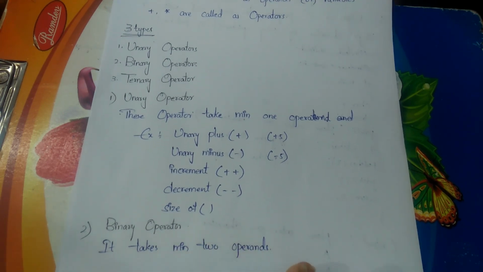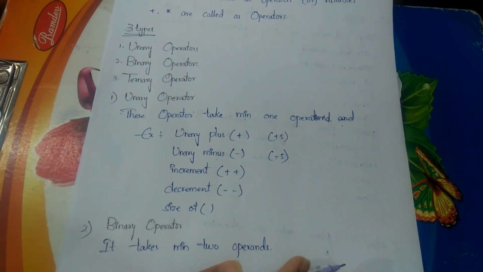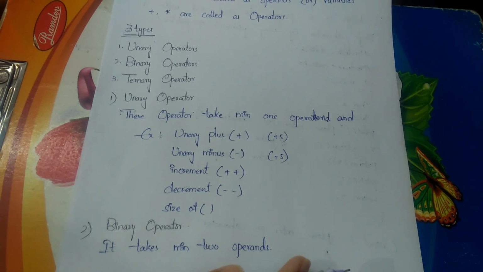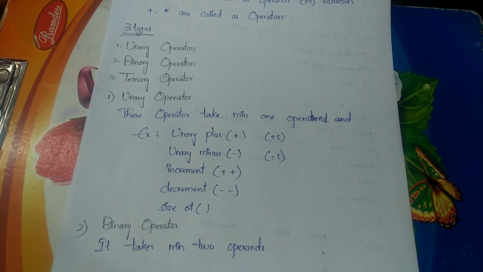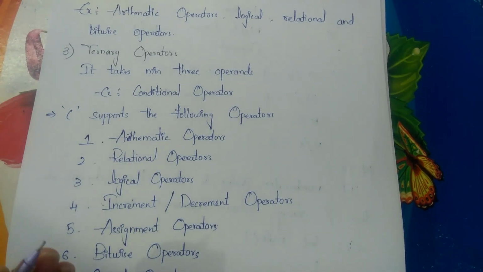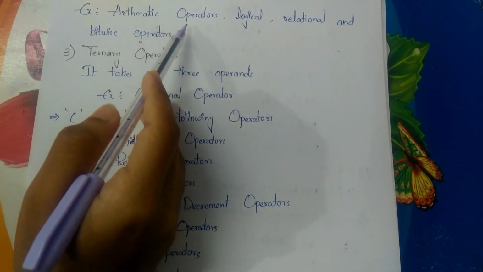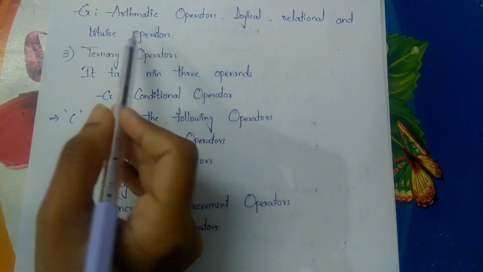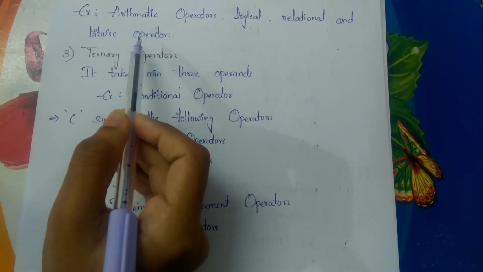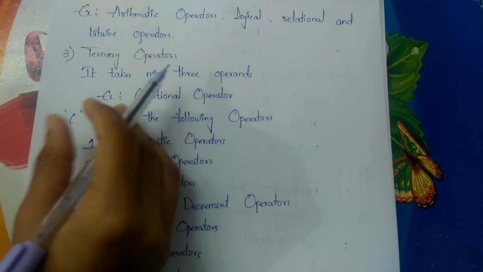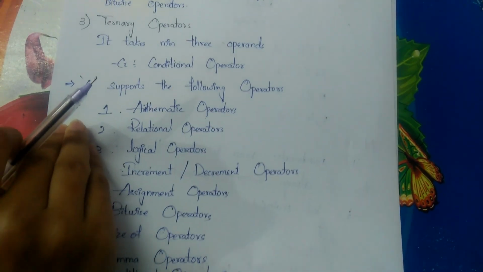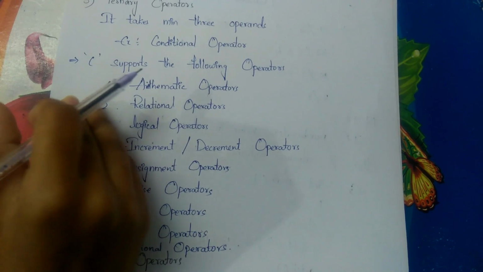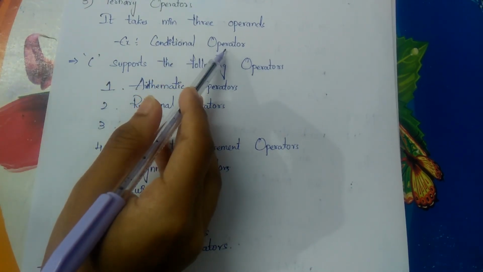The next one is the binary operator. A binary operator takes two operands, so we will have two variables. Examples of binary operators are arithmetic, logical, relational, and bitwise operators, because they contain two operands. And the third one is the ternary operator, which takes three operands. The example is the conditional operator.